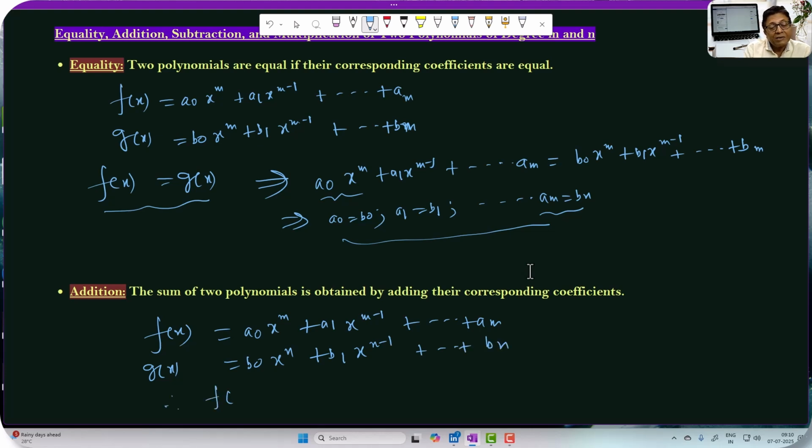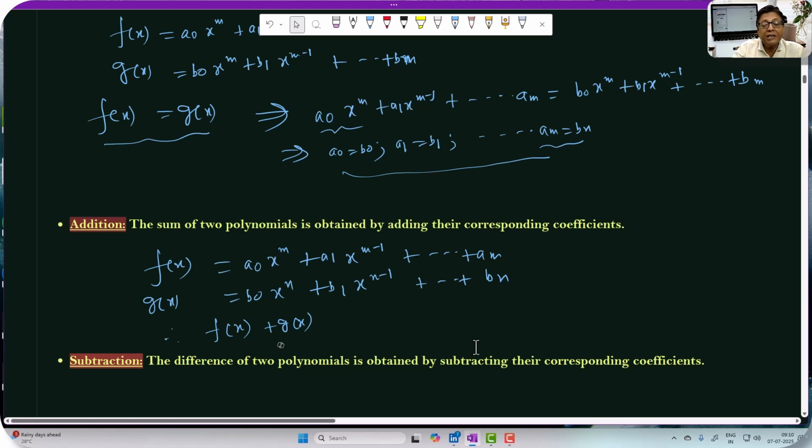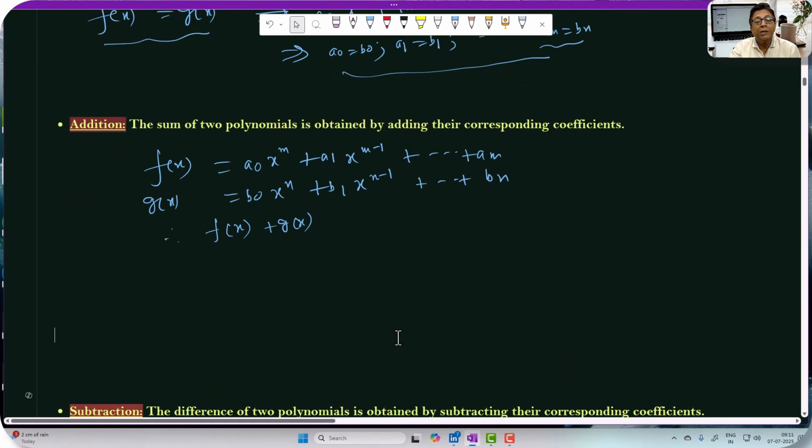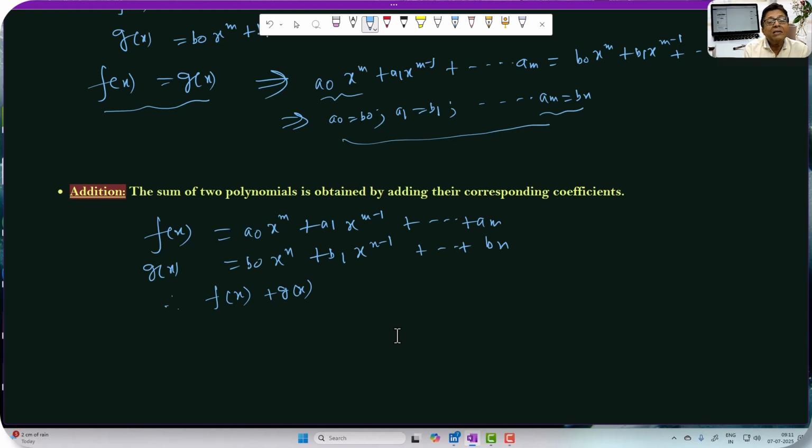So f(x) + g(x), when you add, what is going to be the degree of the resulting polynomial? I'll explain with the help of an example here. If we add these two polynomials, we cannot add unless their terms correspond. So the degree of f(x) + g(x) we cannot say without addition. Better I explain with an example, then I draw the conclusion about what can be the degree of f(x) + g(x).